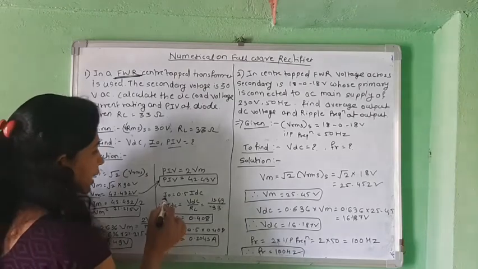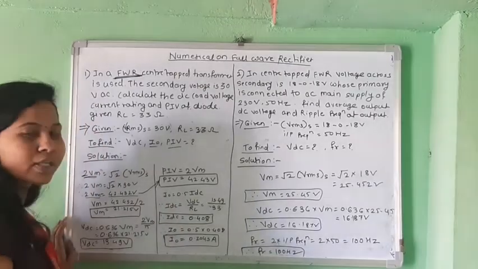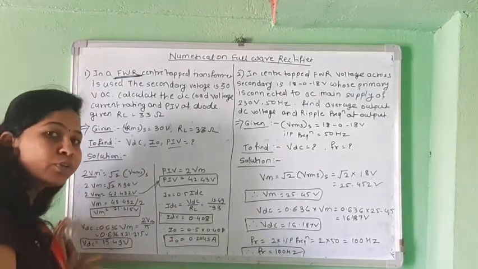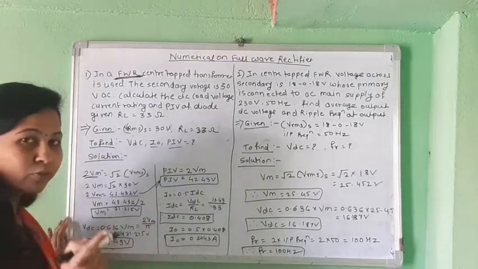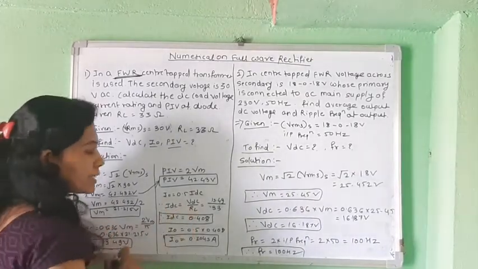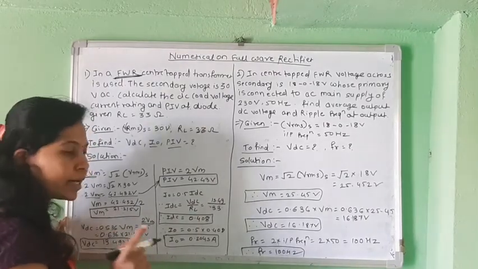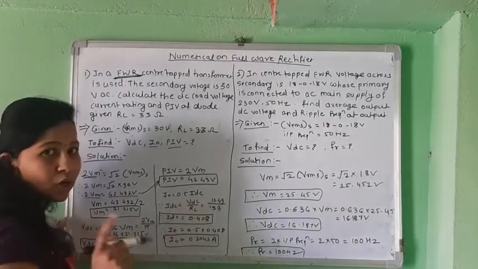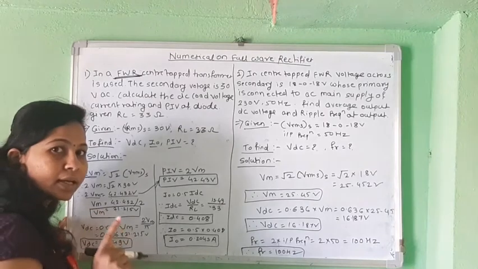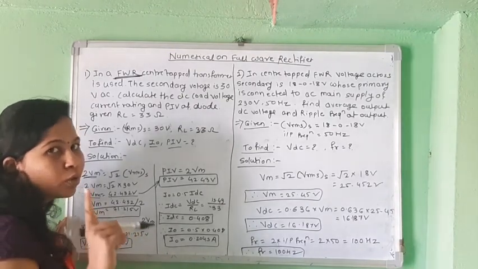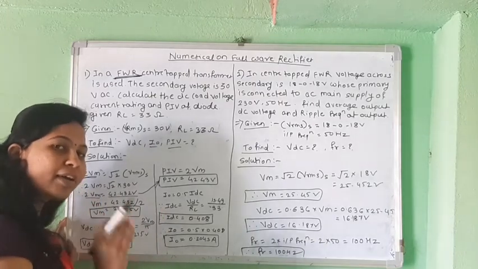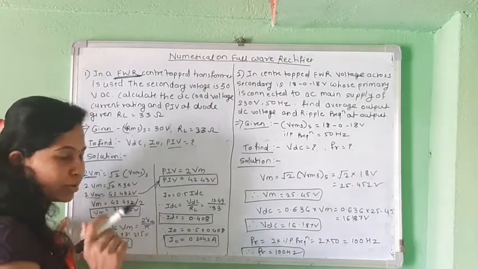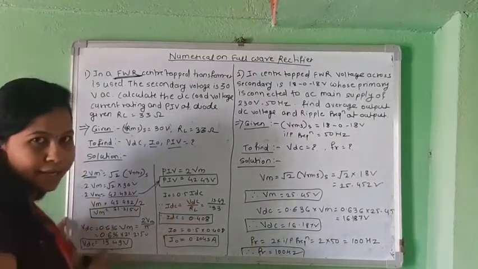Next we have to calculate I0. What is the formula for I0 for full wave rectifier? It is 0.5 into IDC. For half wave rectifier it is only IDC, but for full wave rectifier it is 0.5 into IDC because each half cycle is conducted by only one diode. This half cycle is by one diode, the other half cycle is for another diode. So it is half of IDC.